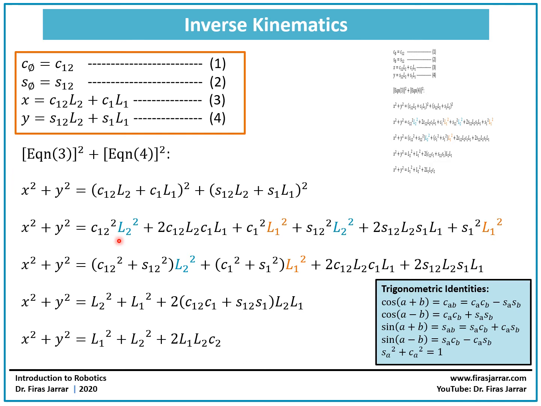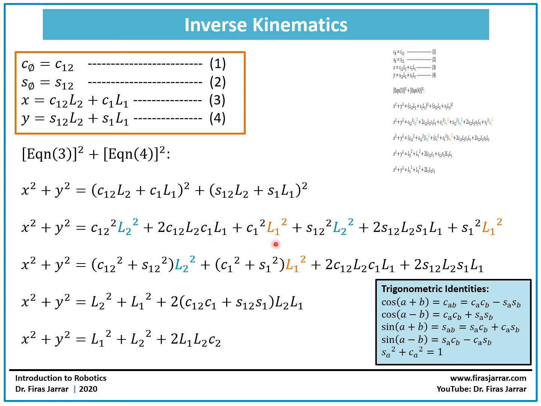So what I did is I highlighted in blue the L2 squared. I want to group these terms together. So I'll take this one, cosine of (theta 1 plus theta 2) squared, plus here we have sine of (theta 1 plus theta 2) squared, and bring it here. Both of them are multiplied by L2 squared.